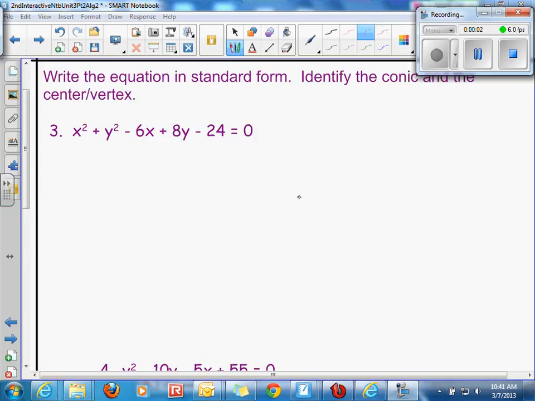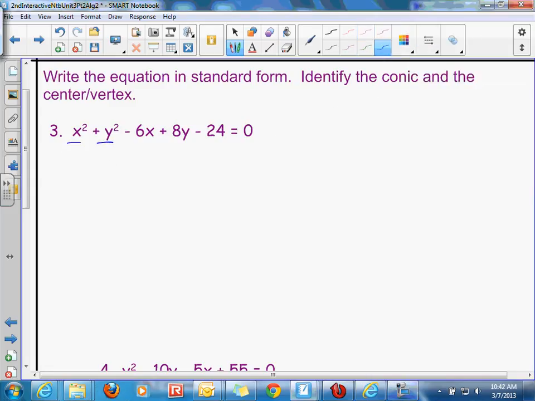Looking at this equation, we're writing it in standard form. We're identifying the conic and the center or the vertex, depending on what it is. I look again, I've got x squared and y squared, so I know it's not a parabola. They have the same sign, so I know it's not a hyperbola. They have the same value of coefficient, so I know that it has to be a circle.